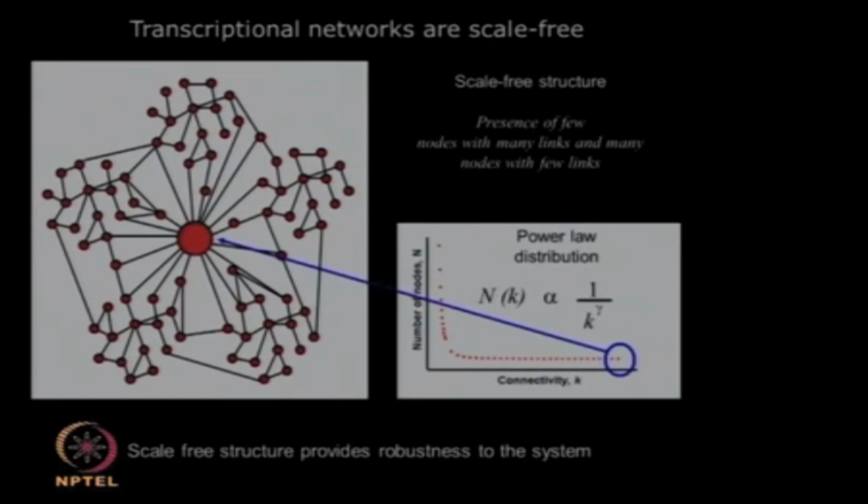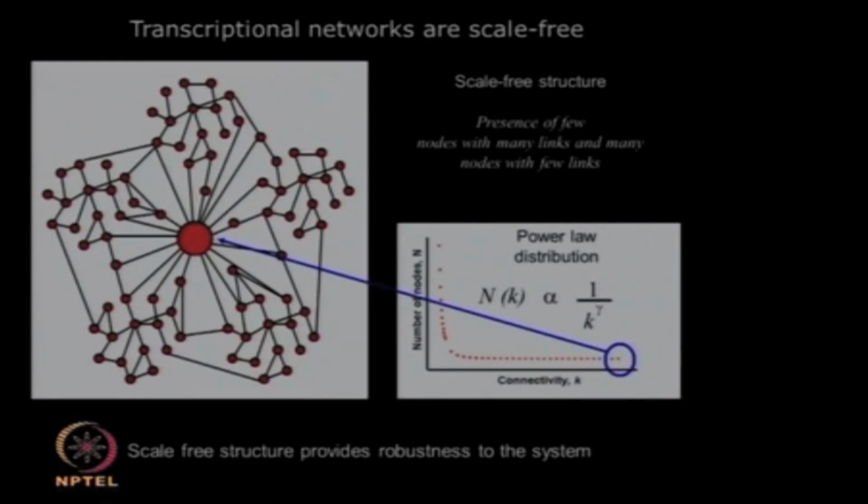Or more mathematically, if you plot the connectivity of a node versus the number of nodes with a given connectivity, you should see a power law distribution. Or otherwise, if you make the log-log plot of the connectivity versus the number of nodes with a given connectivity, you should see a negative slope of gamma as shown in this figure, where gamma lies between 2 and 3. That's when you can call the structure scale-free and the distribution a power law distribution.